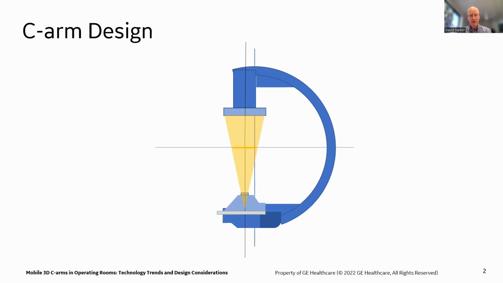You have an X-ray source on one side and an X-ray detector on the other side, and they're separated and connected with a C-shaped piece of geometry. That's where it gets its name. And one of the nice things about that is because of its shape, you have a pretty good idea, as you articulate the system, where it's going to interfere with other things in the room.